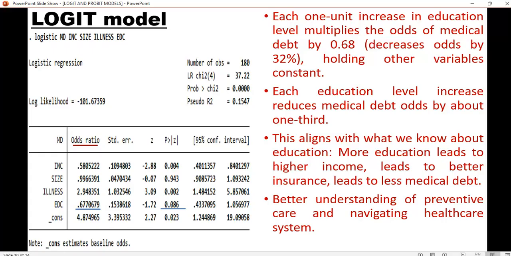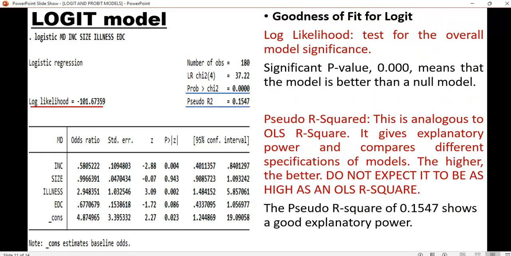So this aligns with what we know about education. The more education you have, the higher your income, which certainly leads to better insurance and less medical debt. Also, the more educated you are, the better your understanding of preventive care and how to navigate healthcare systems. So the next thing for us is to look at the goodness of fit for the Logit.